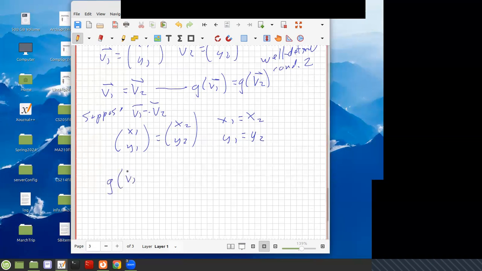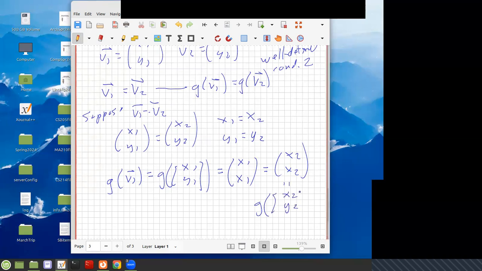G of V1 equals G of x1, y1, which equals x1, x1. Because x1 equals x2, that equals x2, x2. And that one equals G of x2, y2, which equals G of V2. So we've shown that if you suppose this is true, this is true.